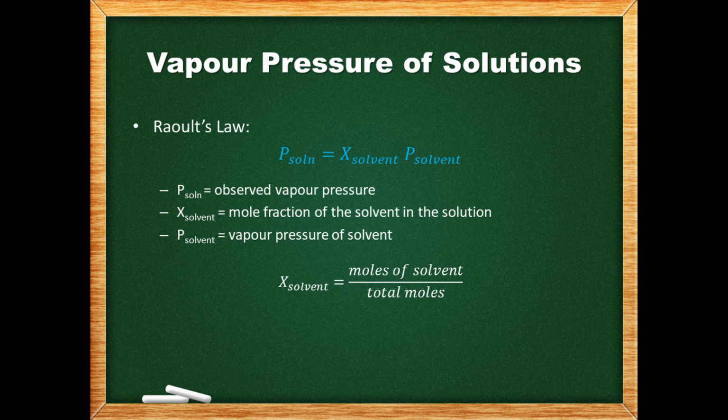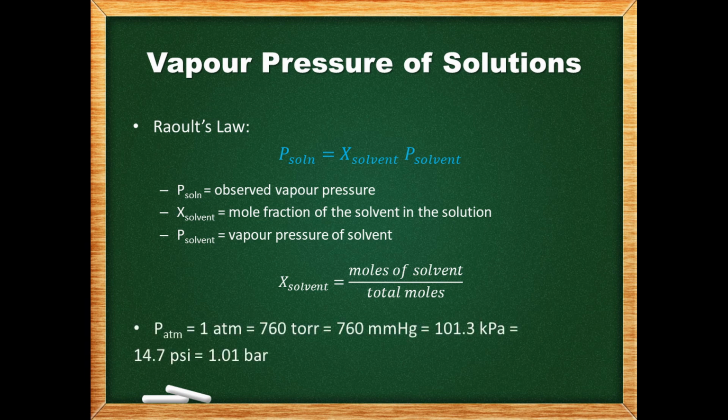Raoult's law illustrates how the presence of a non-volatile solute lowers the vapor pressure of a solvent. To get the vapor pressure of a solution, the mole fraction of the solvent in the solution is multiplied by the vapor pressure of the pure solvent. Remember the relationship between different units of pressure, as these calculations may involve converting between them.